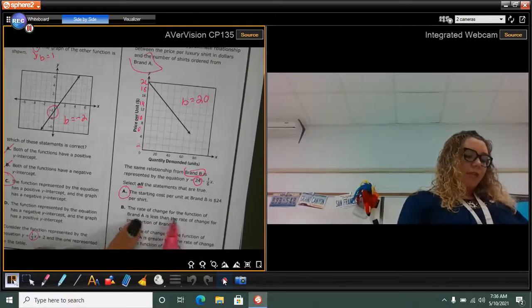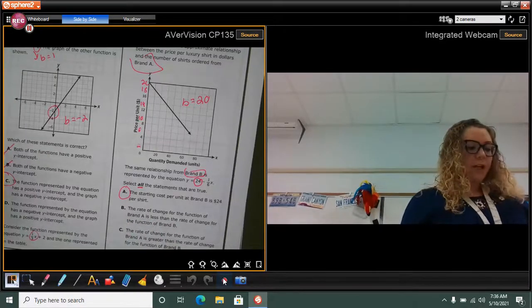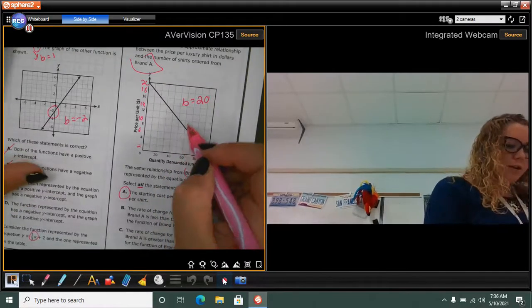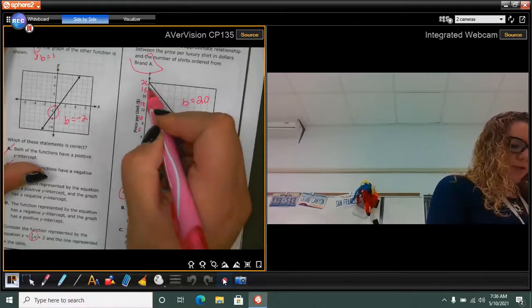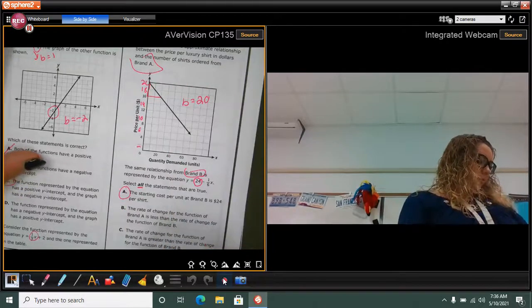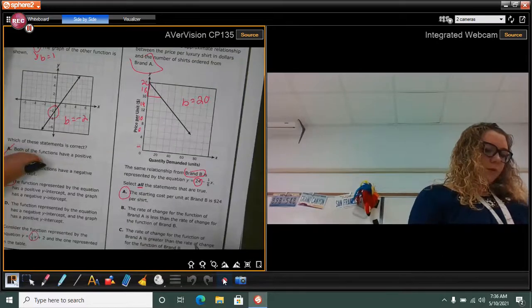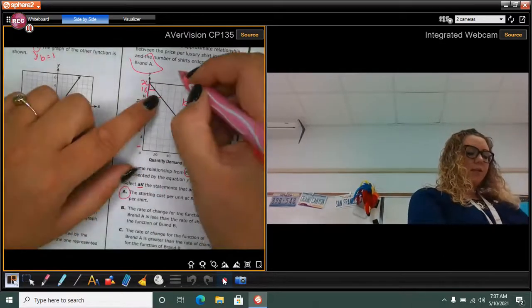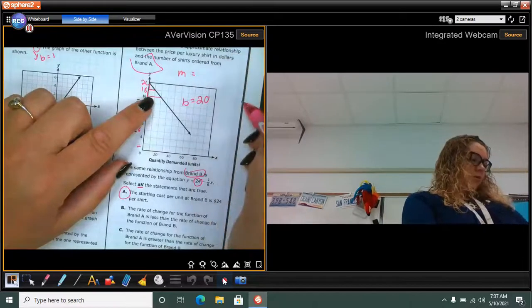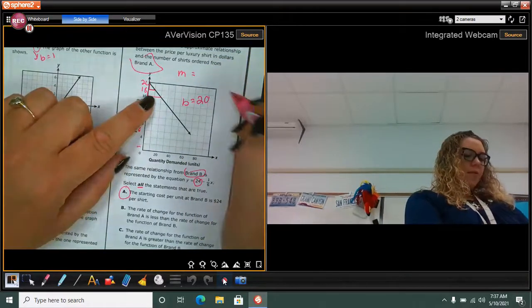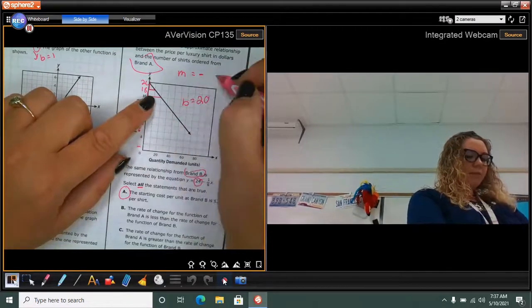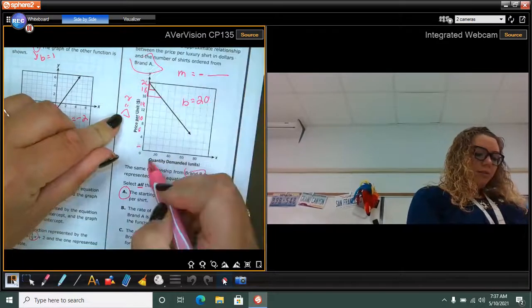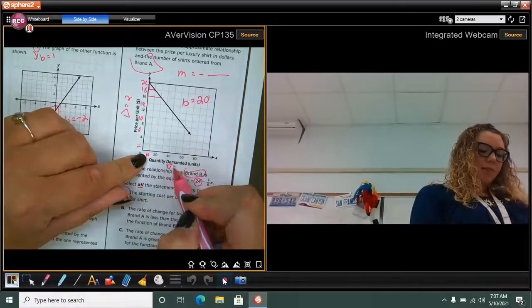B, the rate of change for the function. Now we need to find my rate of change. What's my rate of change for here? So let's figure that out. Draw my triangle. Actually, I can draw one right here. Am I going to have a negative or positive slope? I'm going to have a negative slope because my line is decreasing. Over here, each box represents 2. Over here, I'm counting by 10, so each box is going to be 10.